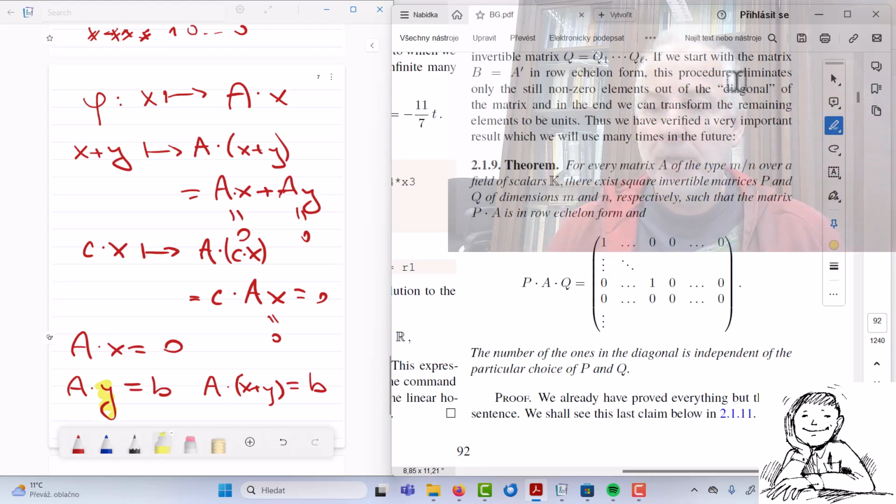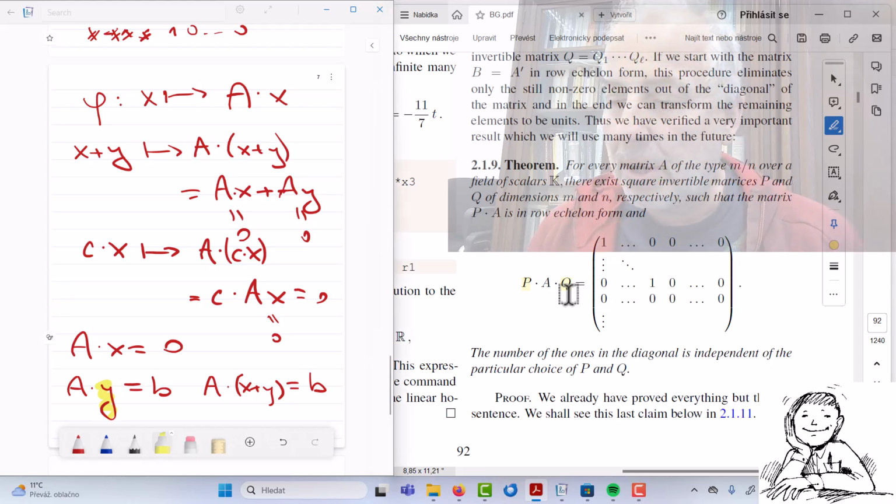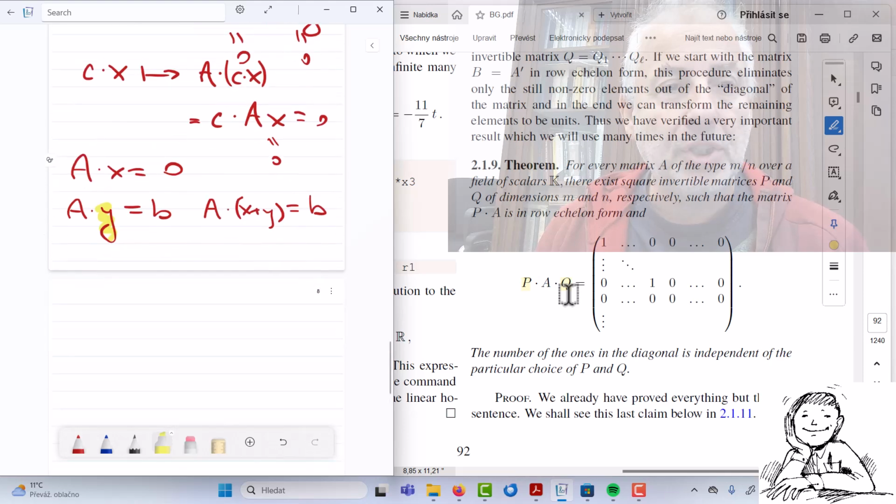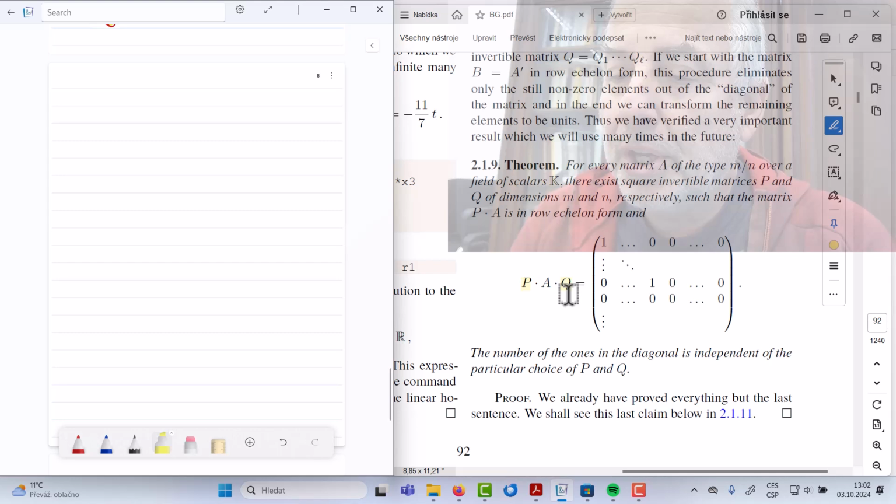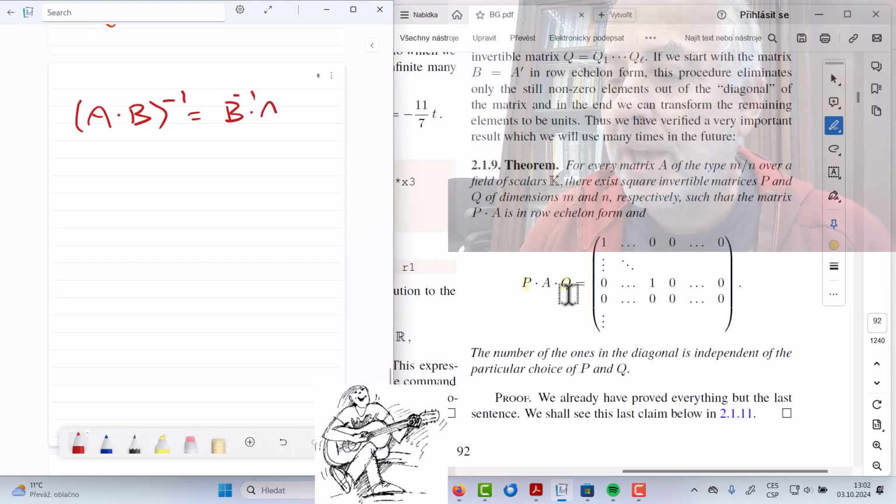And if we combine these things together, the result is that we can always find some matrices P and Q. And I told you already what an invertible matrix is. And talking about invertible matrices, it's clear that a product of two invertible matrices is again invertible, because if you have A times B, then its inverse is easily written as B inverse times A inverse, right?